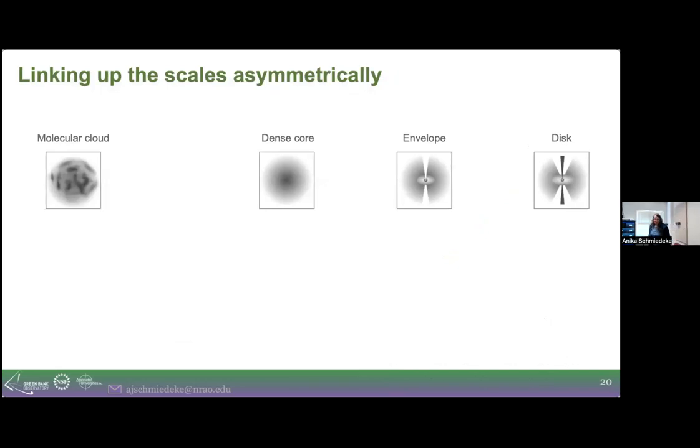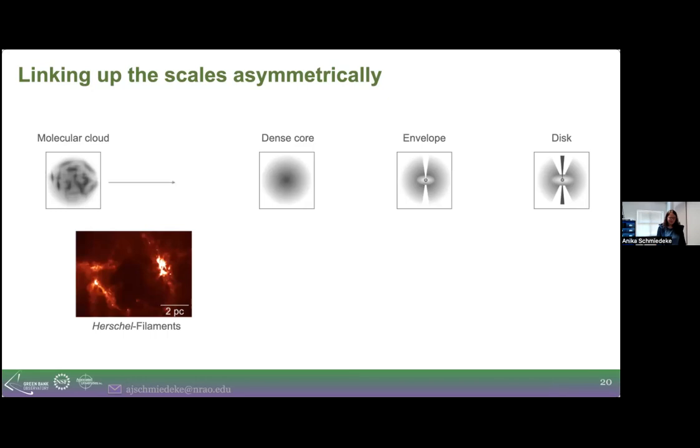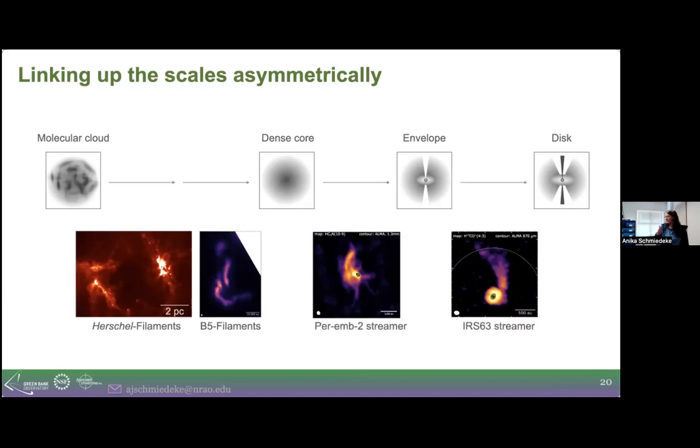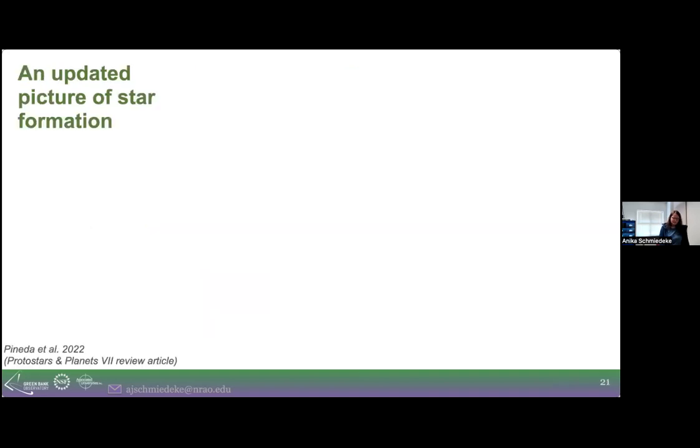Now let's come back to our overview of the constituents of the process of star formation. So I've shown you that filaments are everywhere. These Herschel filaments, you have seen them everywhere. And I've also shown you that we have different types of filaments or filament/streamers connecting the scales. So something that people are working on is now an updated picture of star formation, where you have basically an anisotropic growth of dense structures in the ISM that are then leading to the formation of stars and planets.